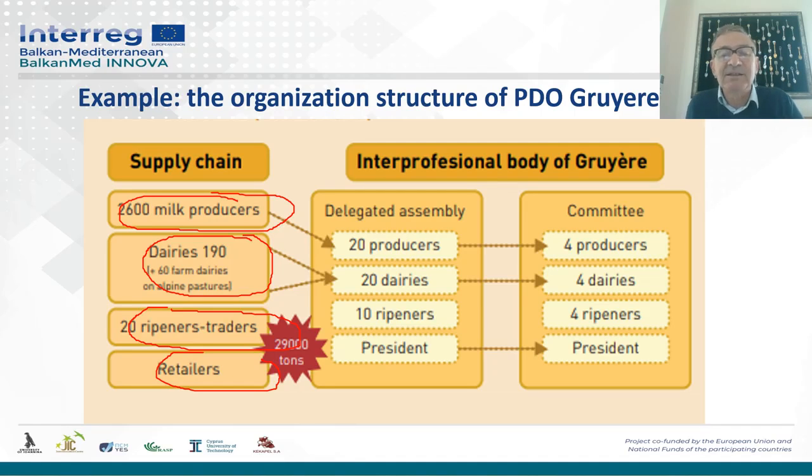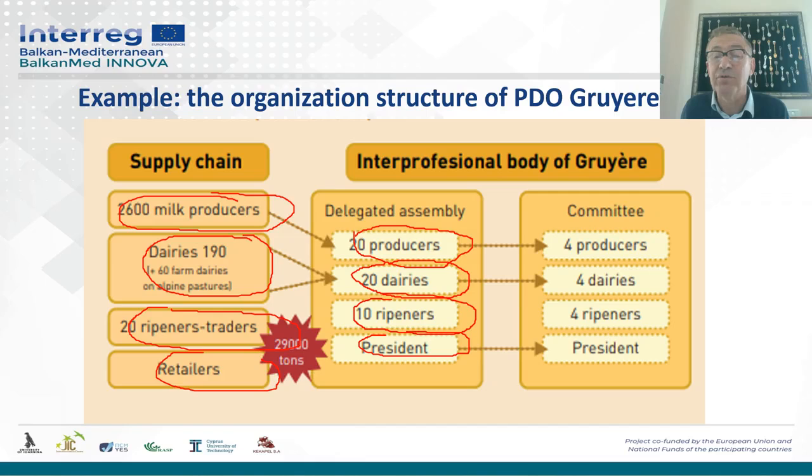But when we see how the interprofessional body, which is the name of the organization, is built, we see that we have an assembly with representatives from producers. So we have 20 producers. All the producers, we have dairies representing 90 dairies. We have 10. Then there is the assembly act committee, a decision committee that takes day-to-day decisions.